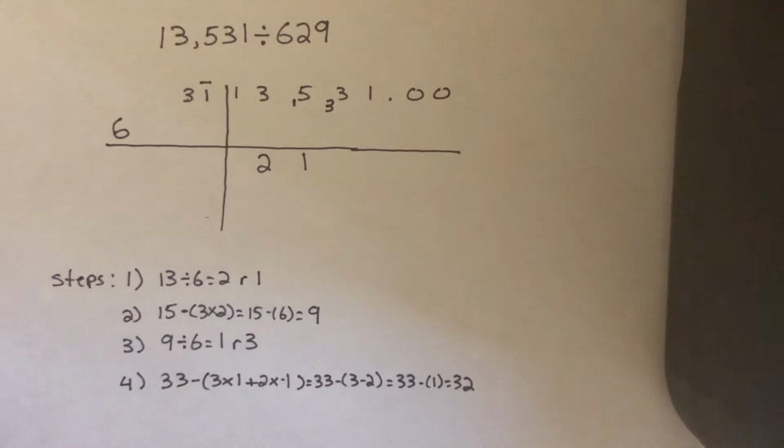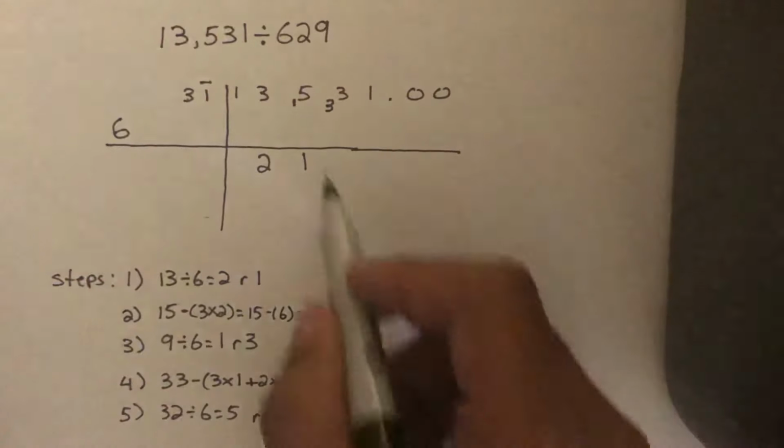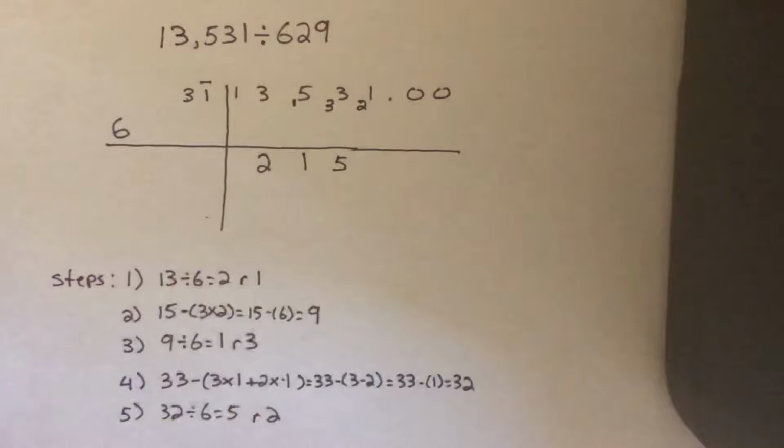So every odd step, I'm actually ready to make the division. So step 5, I'm going to say 32 divided by 6 equals 5, remainder 2. So I'm going to put a 5 right here, right underneath the 3, and bring the remainder over there, 2. Great.